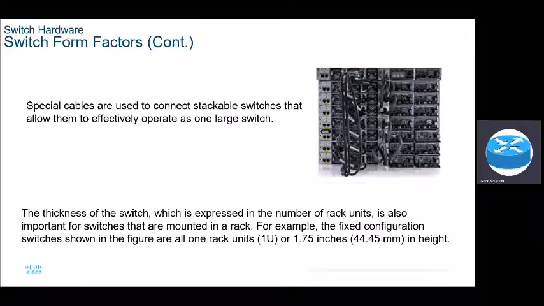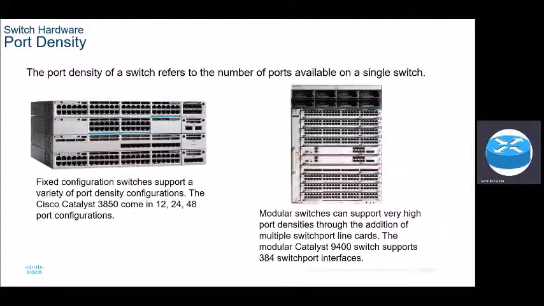The thickness of the switch, which is expressed in the number of rack units, is also important for switches that are mounted in a rack. For example, the fixed configuration switches shown in the figure are all one unit high, and so that, of course, means you can pack them pretty densely. The port density of a switch refers to the number of ports available on a single switch. Fixed configuration switches support a variety of port density configurations, and so you can have 12, 24 and 48 port configurations for that 3850 that's on the screen.